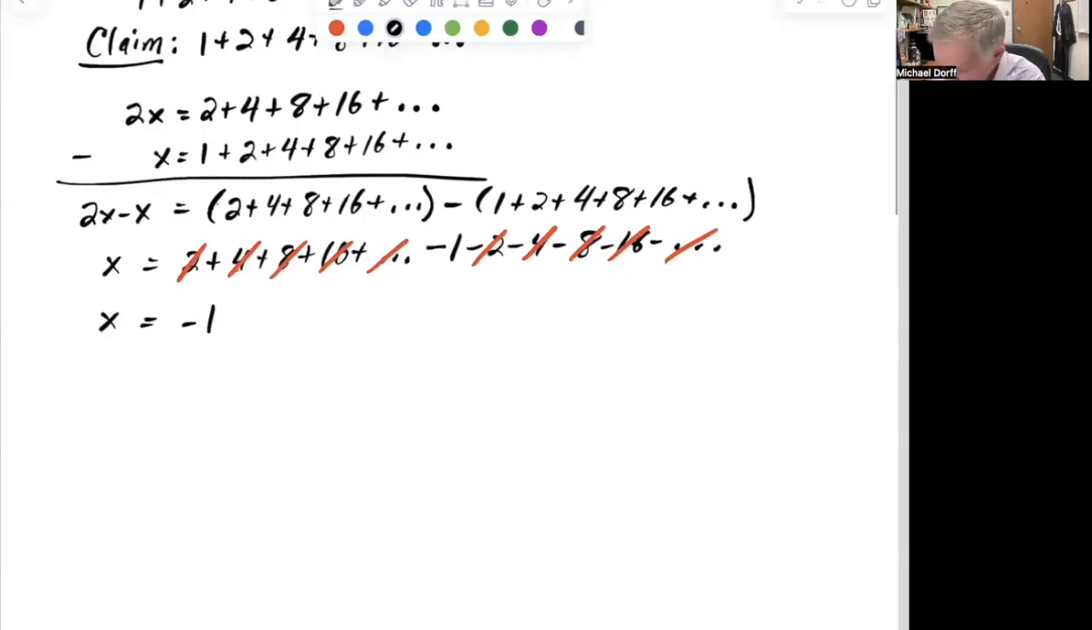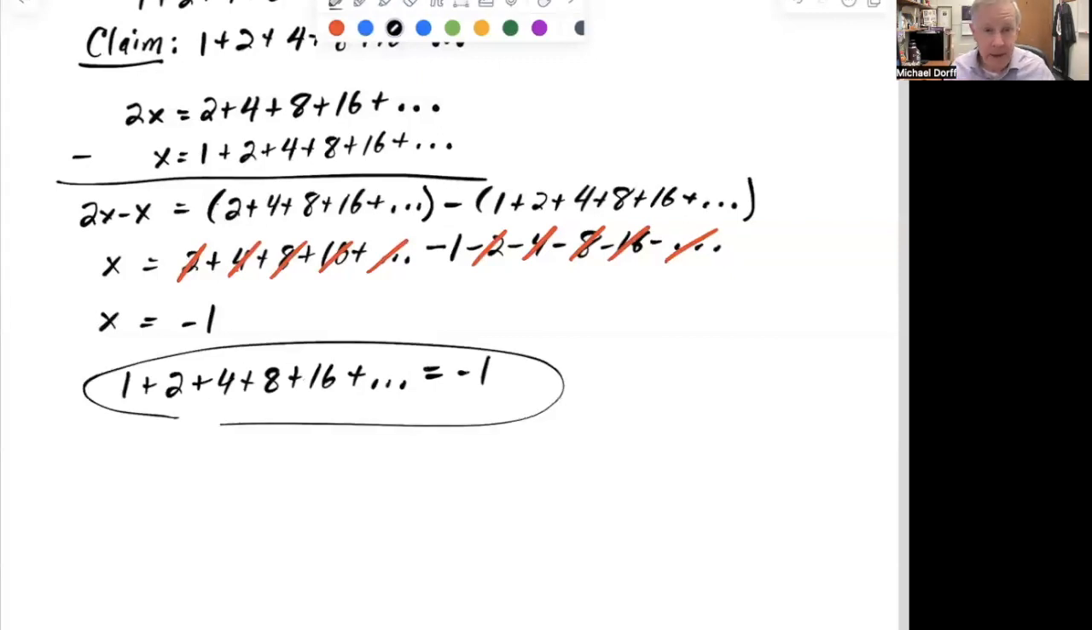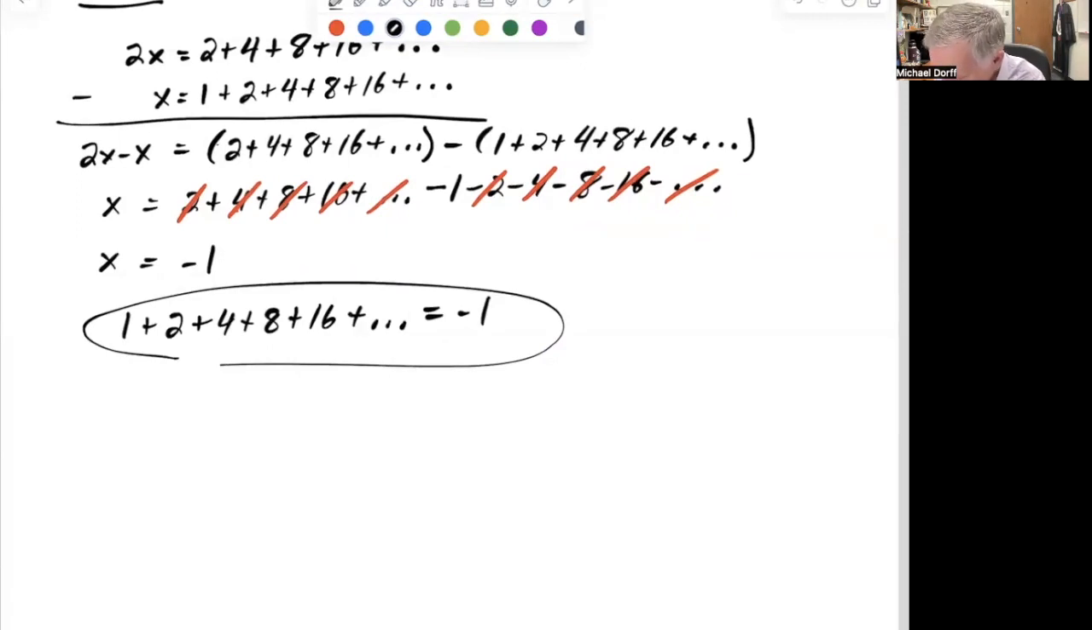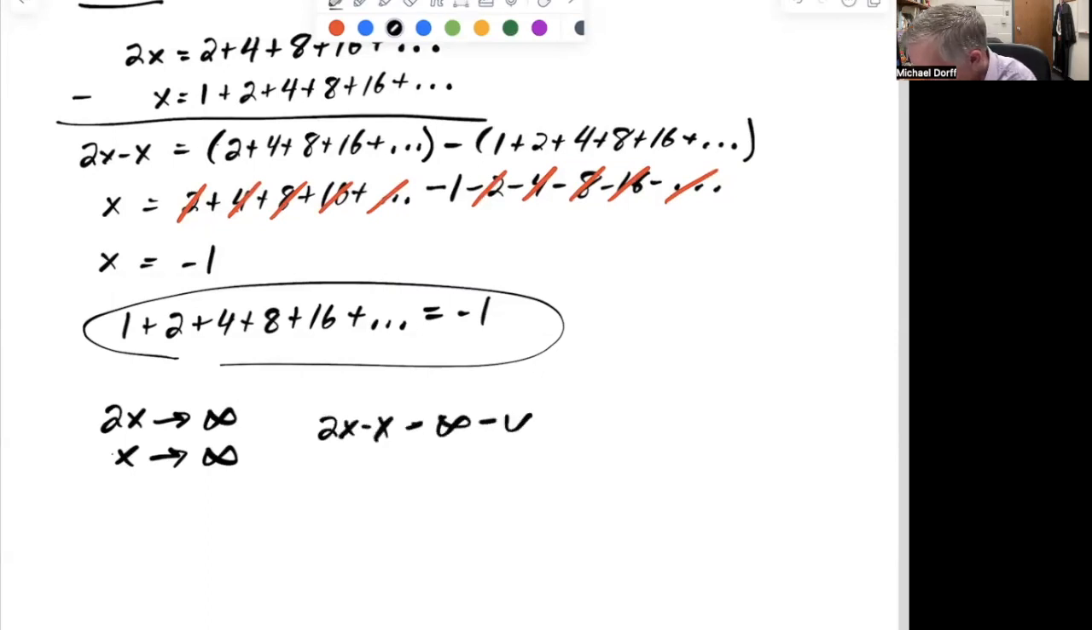But what was x? x was 1 plus 2 plus 4 plus 8 plus 16 plus ... And so that equals -1. That was my claim. What's up here? Well, really what's happening is 2x is going to infinity, and x is going to infinity. So what we've done is 2x minus x is infinity minus infinity.